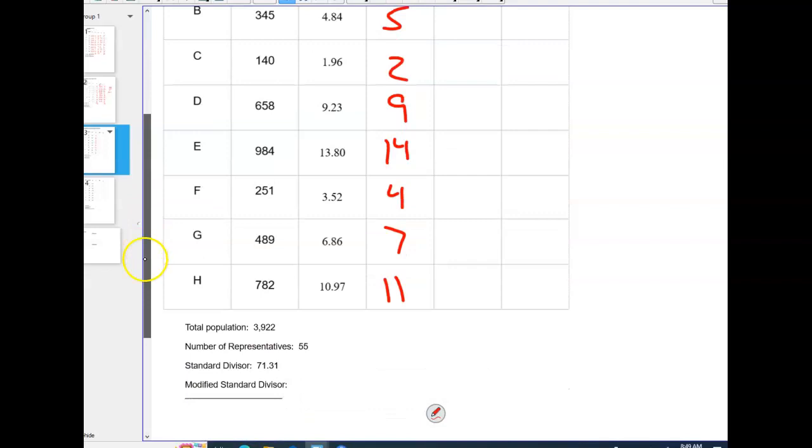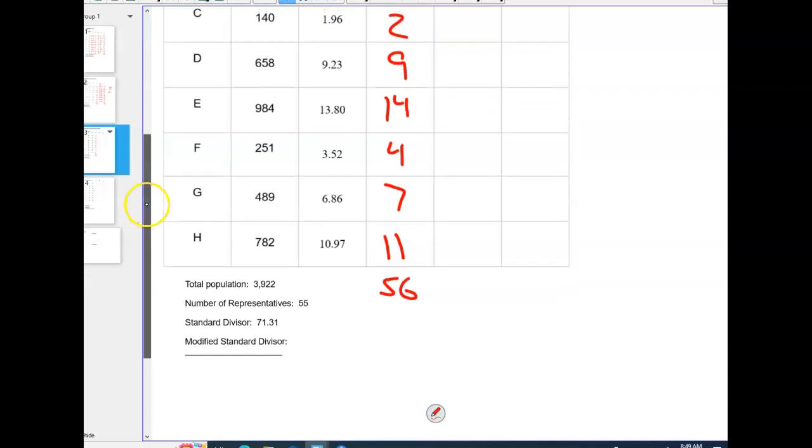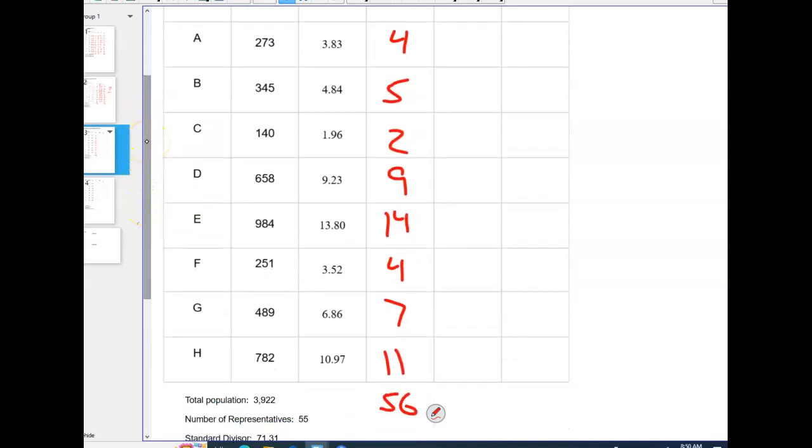And it's going to be pretty obvious what moves. When I add these up, I get 56. So I need to go down one vote, or one rep. And it's clear which one is going to go down. The 0.52 is the one that just barely made it over.